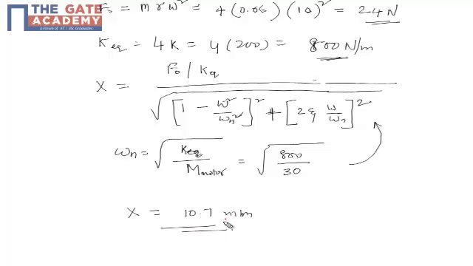So this is basically an unbalanced force excitation on the motor, and this is a very simple model to analyze the motor vibration. So the amplitude is 10.7 mm, and the answer is option A. Thank you.